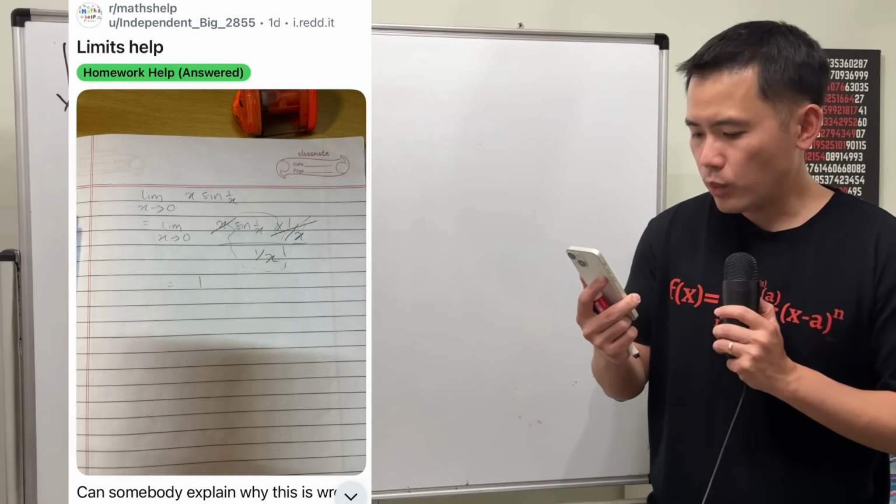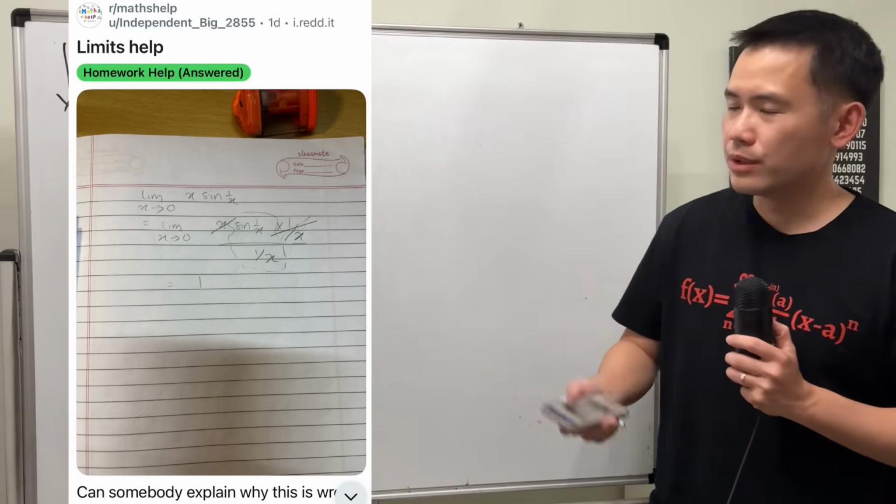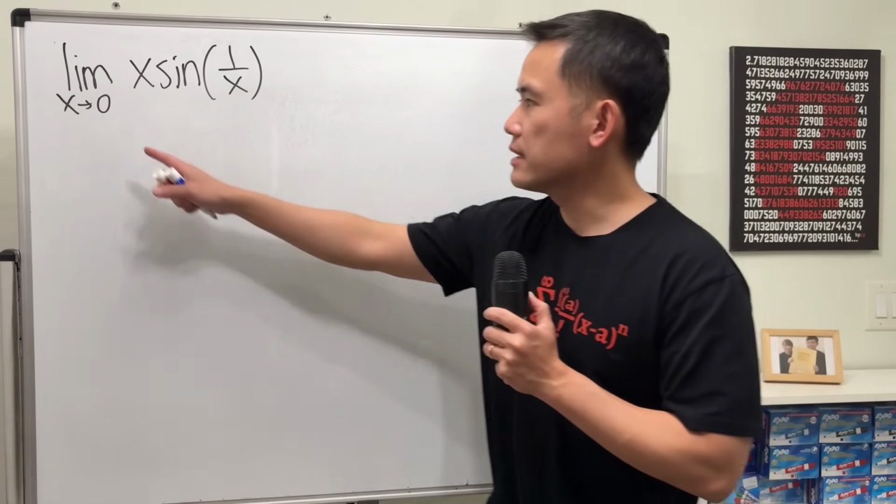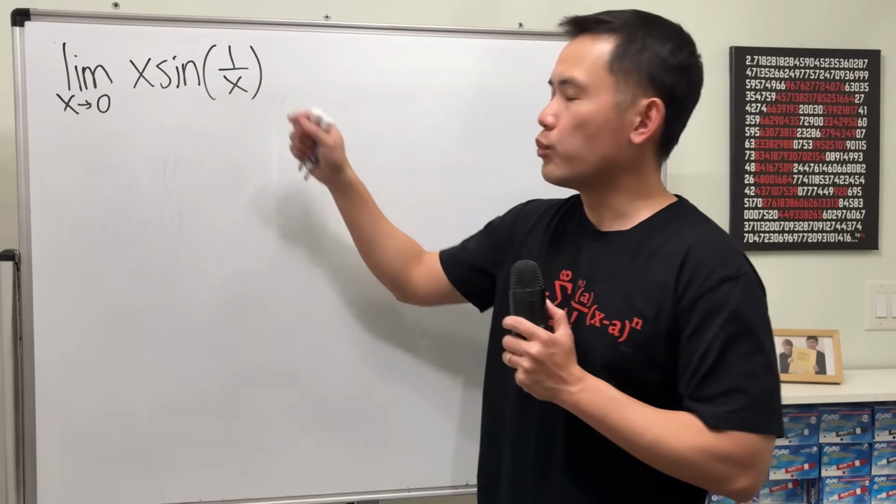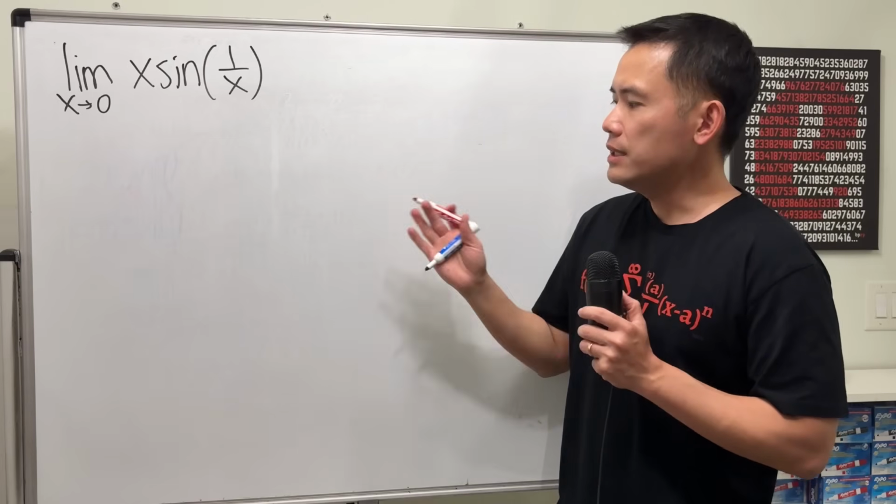Can somebody explain why this is wrong? Okay, let's take a look. So here we are talking about the limit as x approaching 0 of x times sine of 1 over x. So this is what happened.